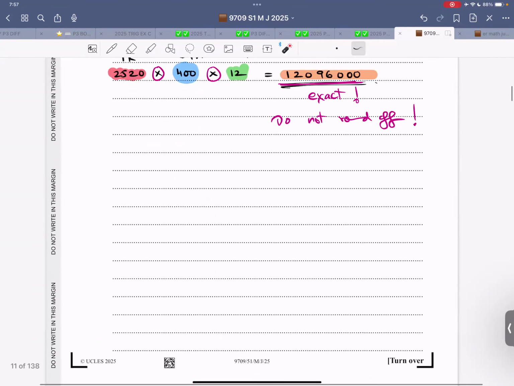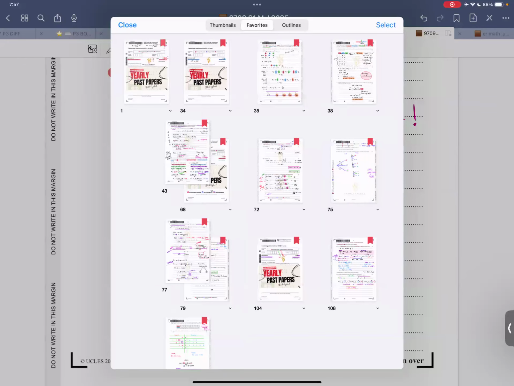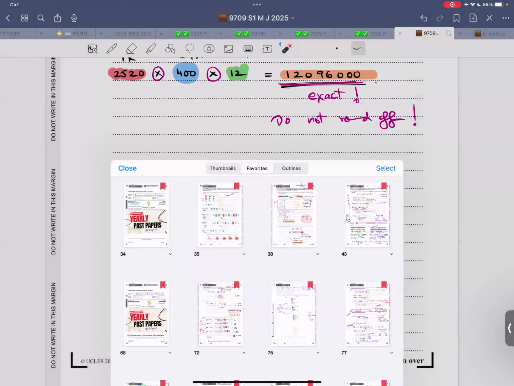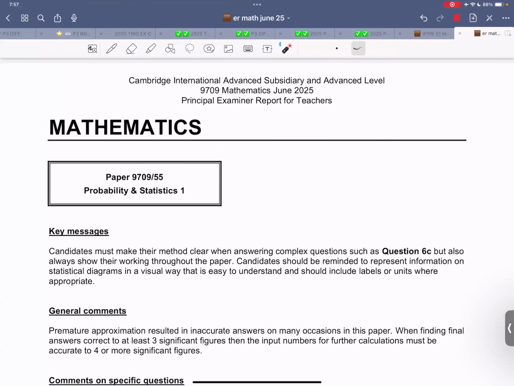So let me go to the favorites and let me remove this. So now let me first take you to the examiner report for this one. Examiner reports are a very, very good way of understanding what exactly the examiner needs.